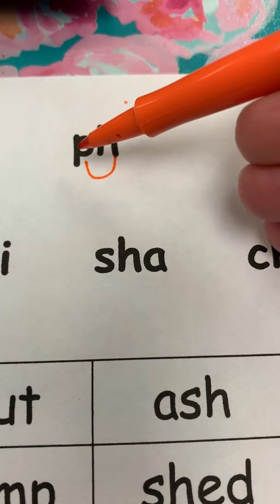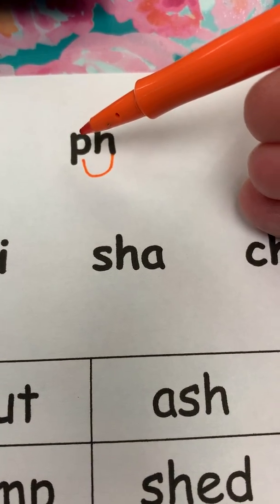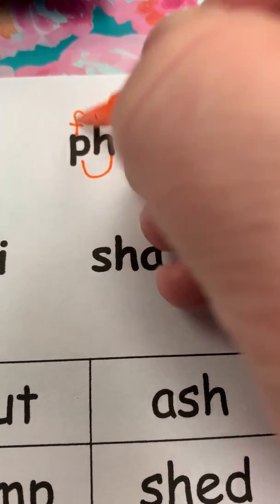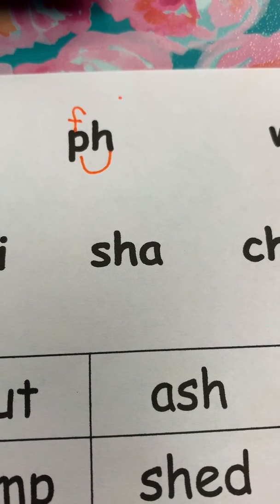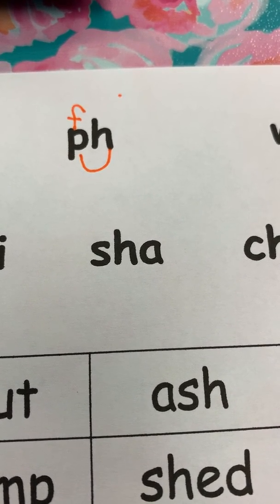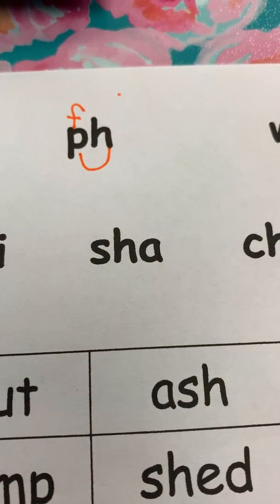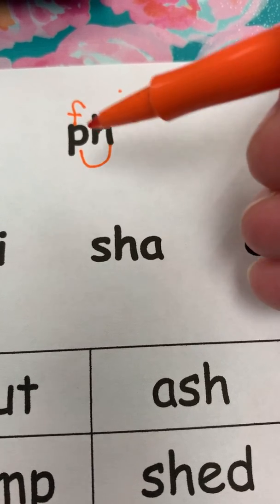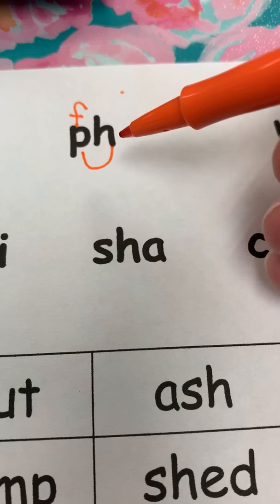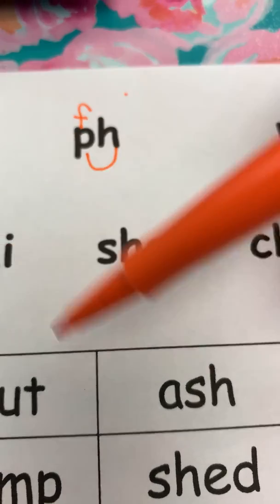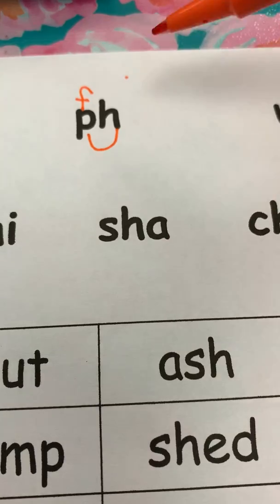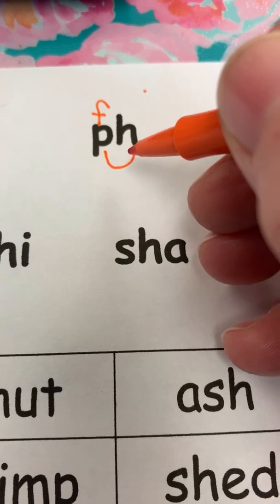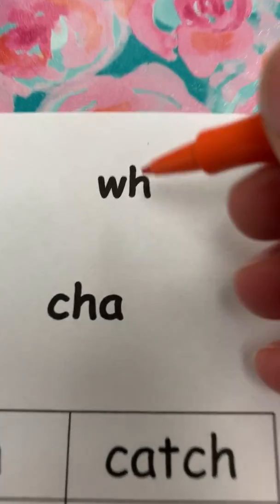Okay, when you see a P in front of an H, the P no longer says P, and the H no longer says H. It makes a whole new sound, and it is F, okay, like photograph. Starts with the letters PH, and it makes the F sound. All right, there aren't very many words that we're going to be working on with the PH. Most of the words that have PH are really long, bigger words that we haven't learned yet. So there's only one word down here in the table that has a PH in it. It's at the end of the word. So most of the time, if you hear an F in a word, you're going to spell it with just an F.